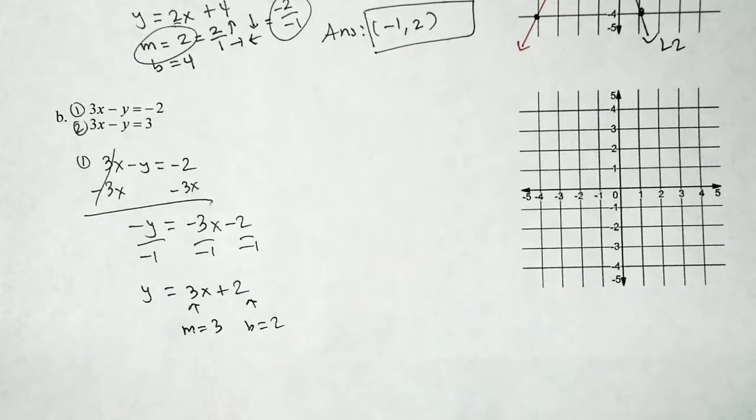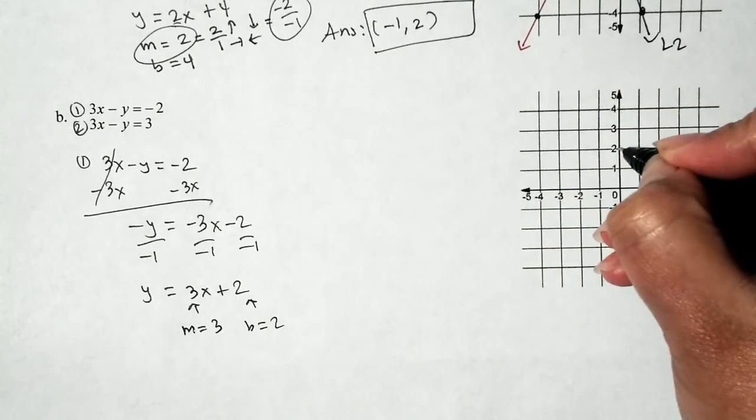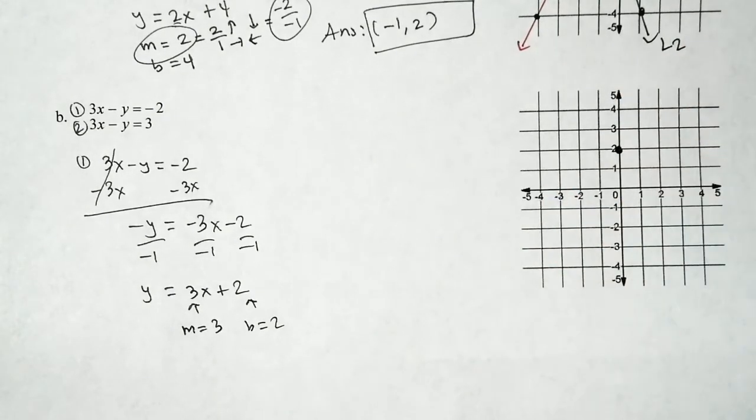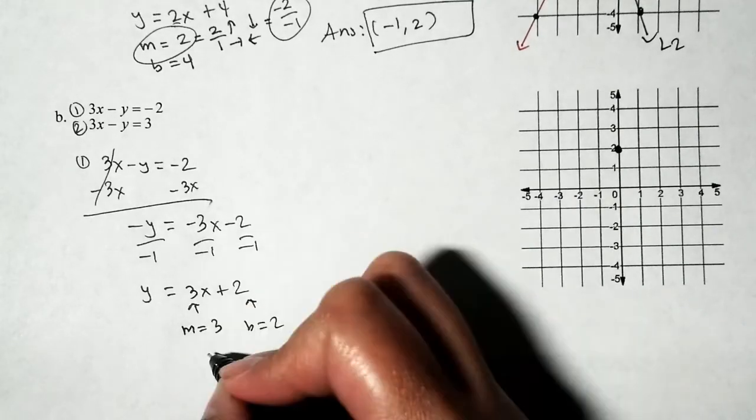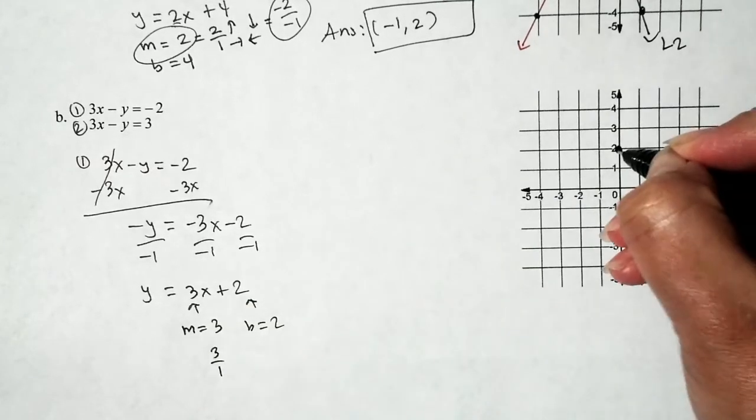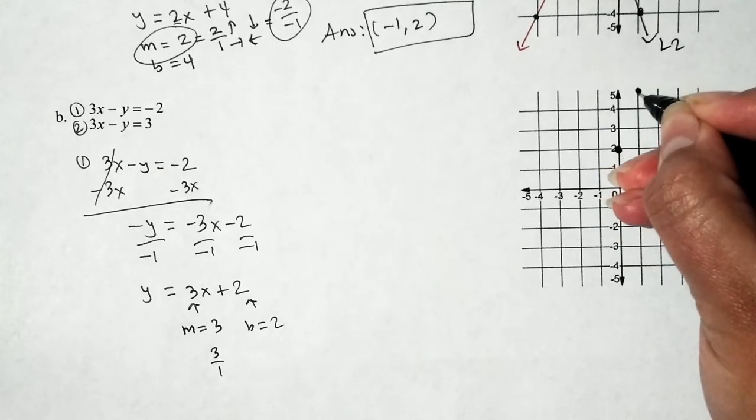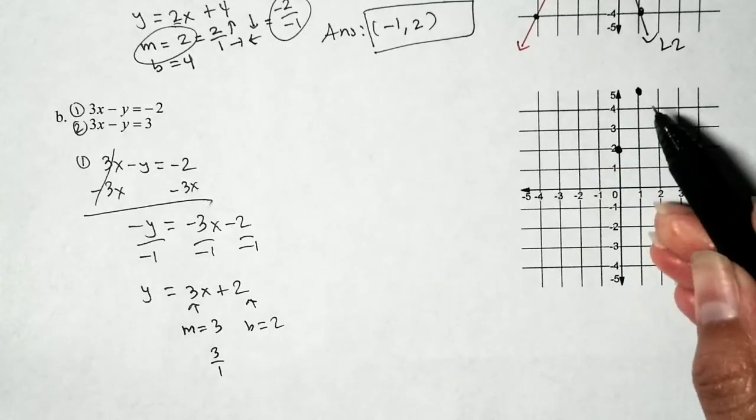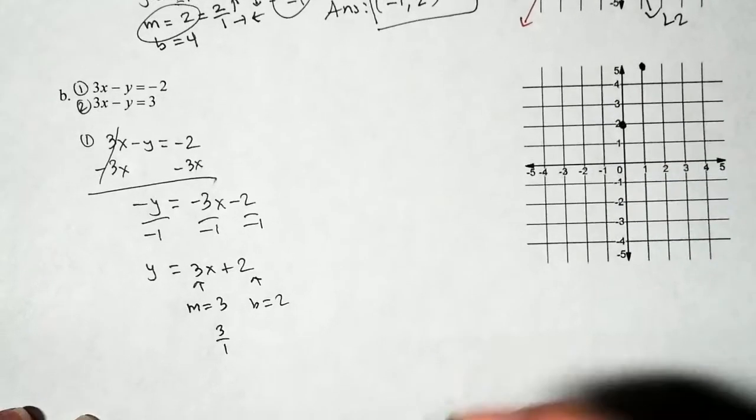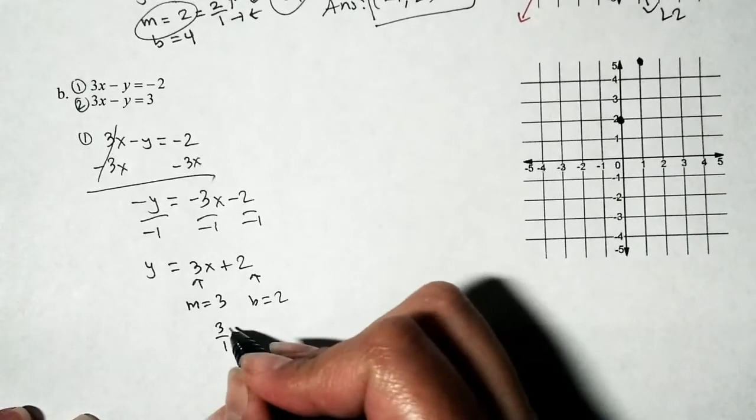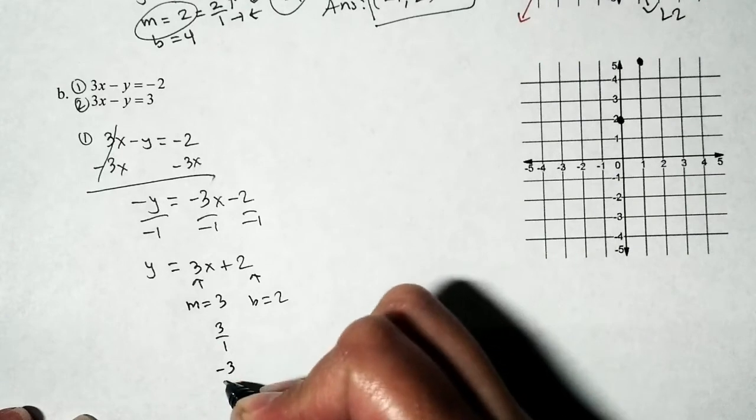So let's do this. Our y-intercept is at 2. Let's locate 2 on the y-axis. The slope is 3. If you write it as a fraction, 3 over 1, 1, 2, 3. I'm out of space. Should I use it? I'm not going to. Okay, so we're going to change the direction. So we're going to go down 3 and then 1 to the left.